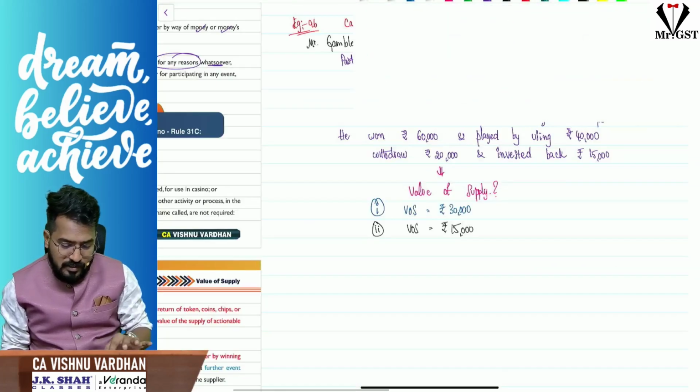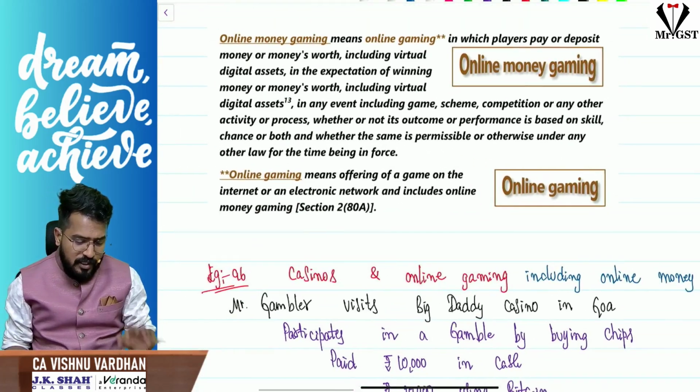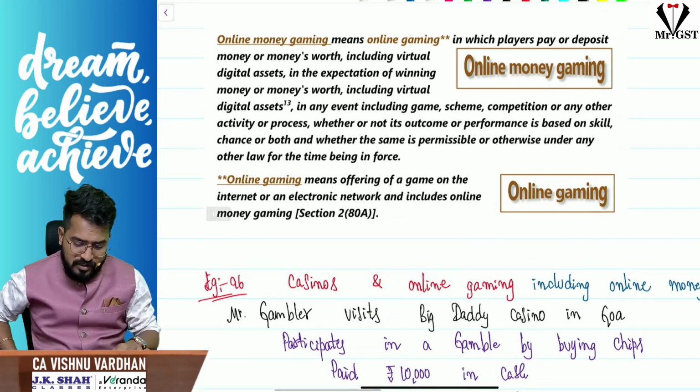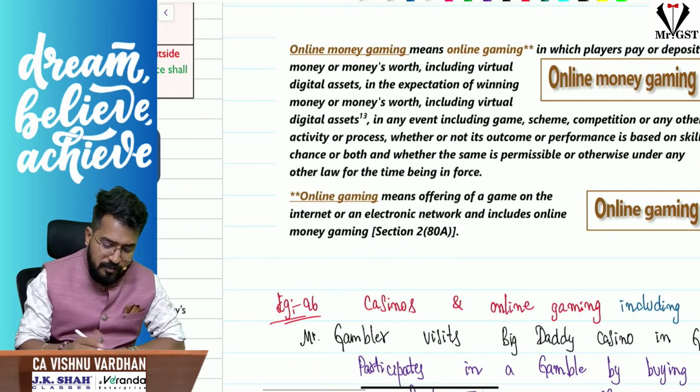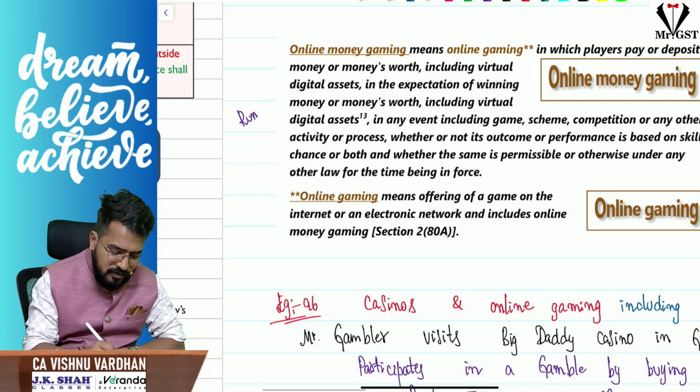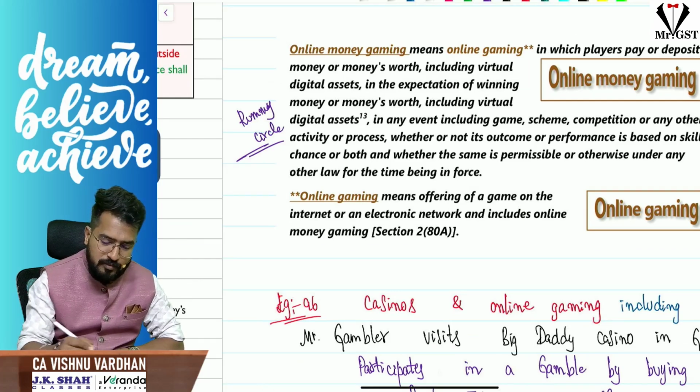So here I just give you the meaning of online money gaming and online gaming. You can just pause the video and go through that. So online money gaming, we can say Rummy Circle, online gaming you can say PUBG.